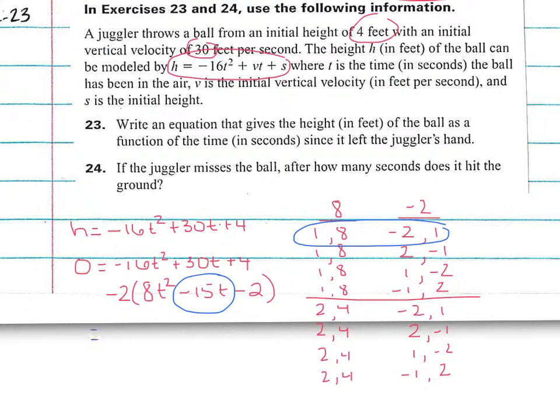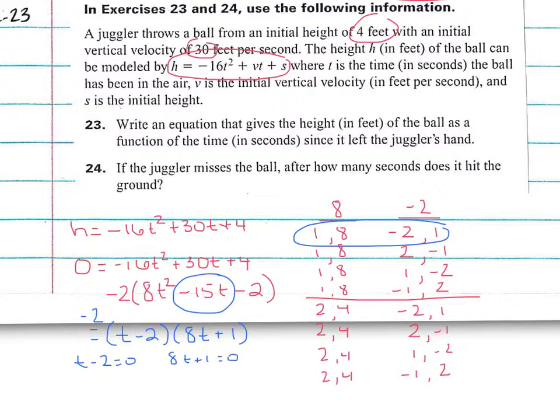So that's going to be t minus 2 times 8t plus 1. And of course we've pulled a negative 2 out in front of all this. Now I want to set each one of those equal to 0. So t minus 2 equals 0, and 8t plus 1 equals 0.